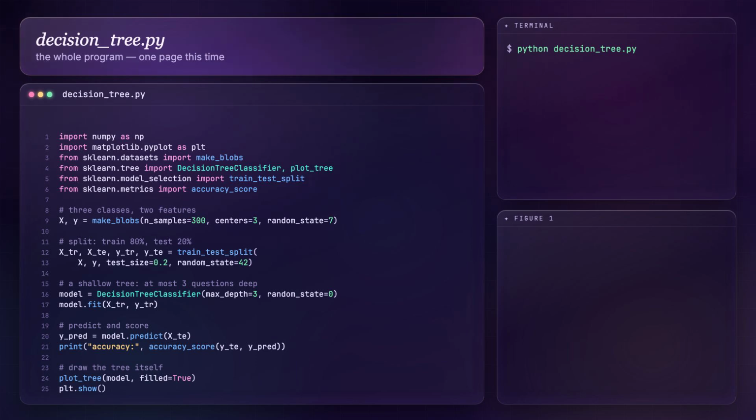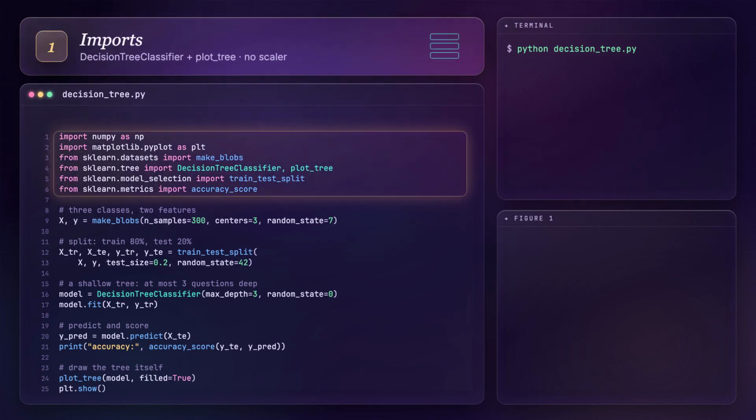Here's the entire program, and good news, it's short enough to fit on a single page this time, with every line in view. Let's just read it from top to bottom. The imports: make blobs for the data, and from sklearn.tree, 2 things: decision tree classifier, that's the model, and plot tree, the helper that draws the diagram, plus the usual split and accuracy score. And notice there's no standard scaler here because trees genuinely don't need it.